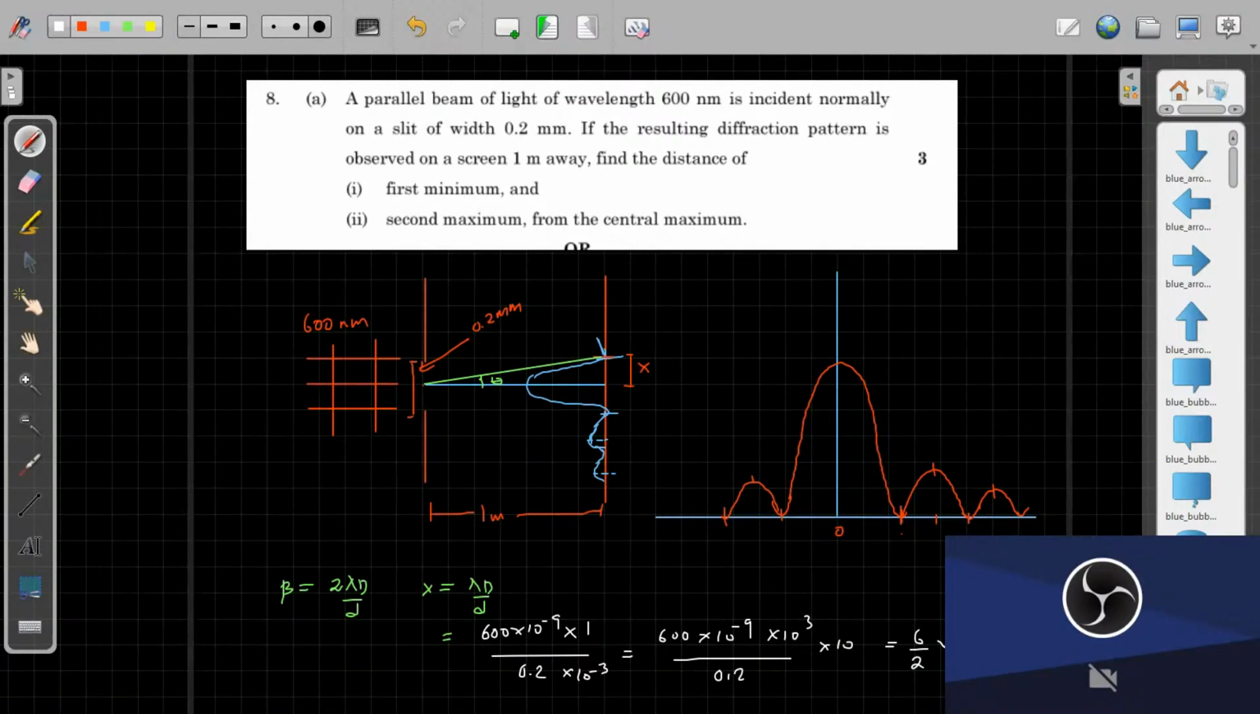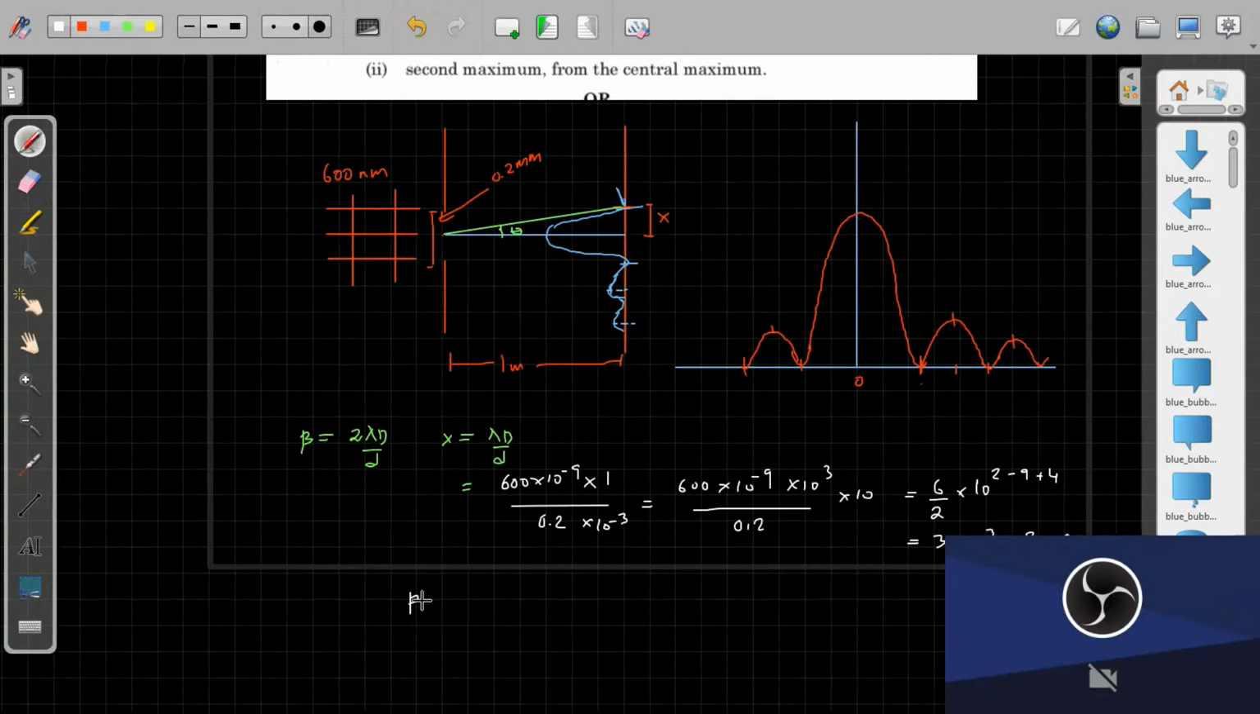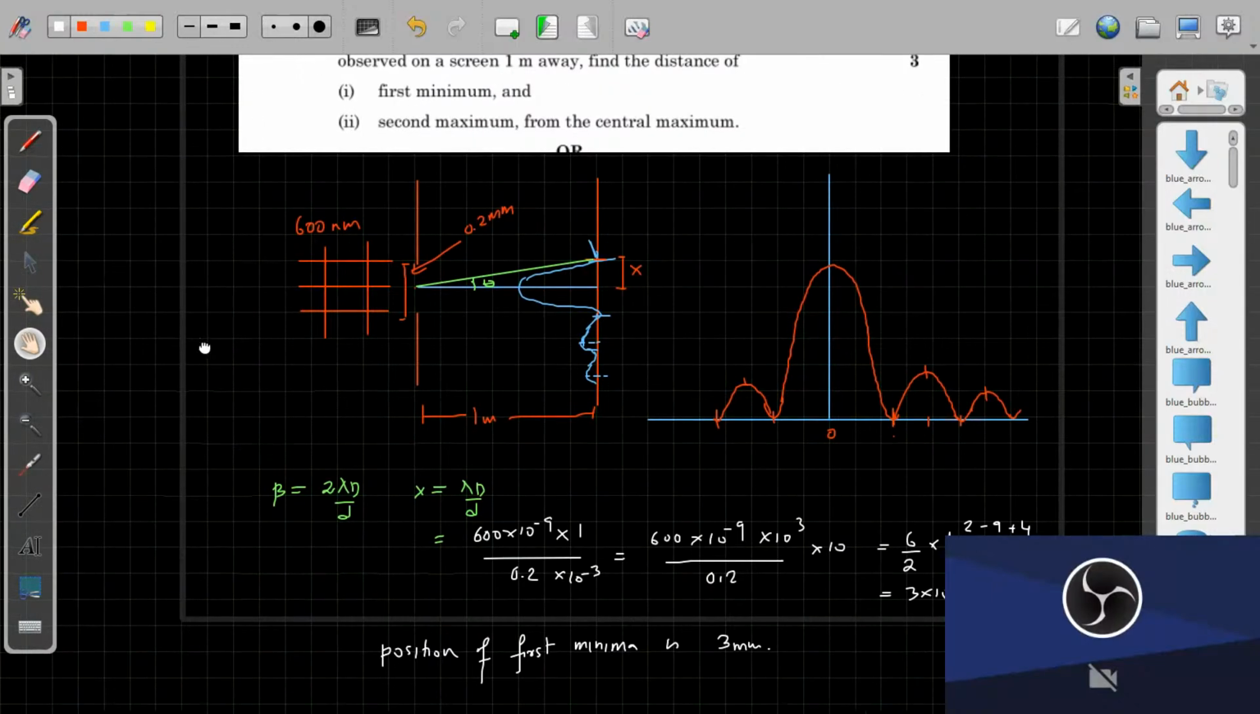I'll take the 10 also here. You should always do it like this, then there will not be any mistake. So 6 by 2, and the power is minus 9 plus 3 plus 4 minus... this gives me 3 into 10 to the power minus 3, or 3 millimeter. So the first question is done. Position of the first minima is 3 millimeter.